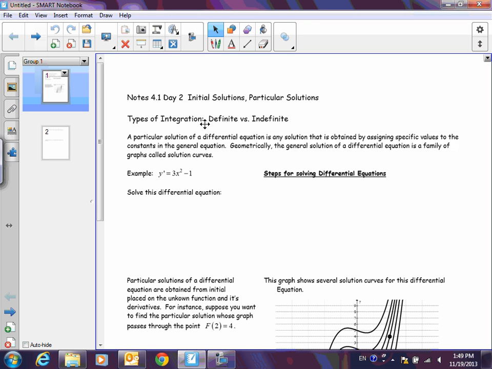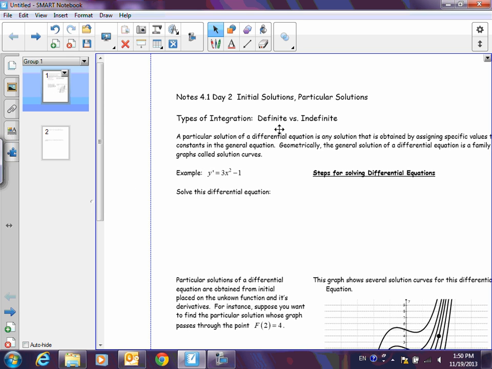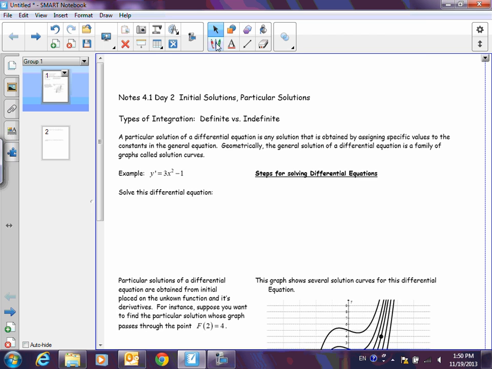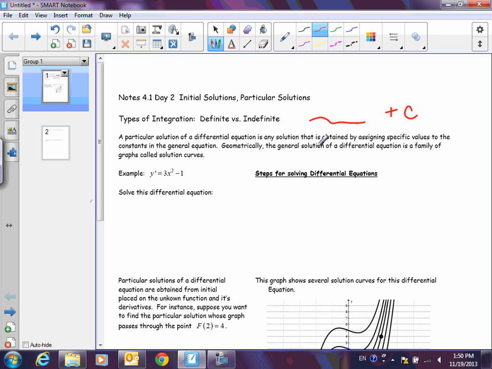Yesterday we talked about antiderivatives and integrals and went over the notation, and thought about if you're given the derivatives, how do you find the equation that you would have started with? What did we have at the end of every integral? Plus C. We had something, and then we had plus C.